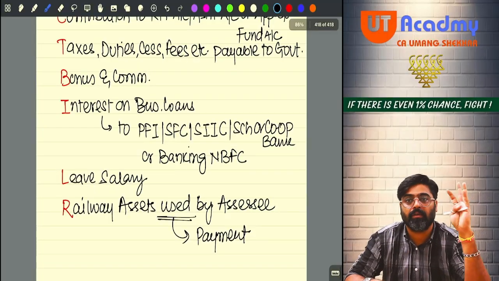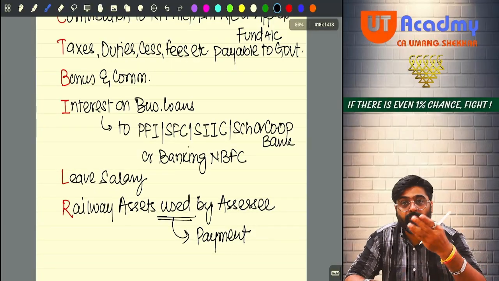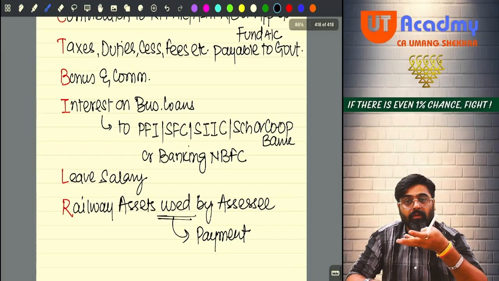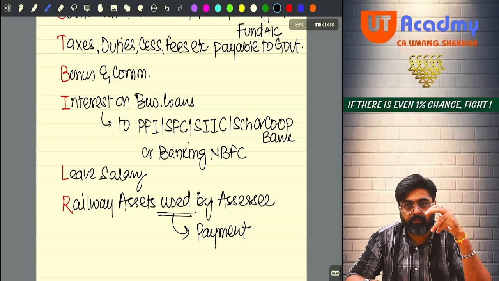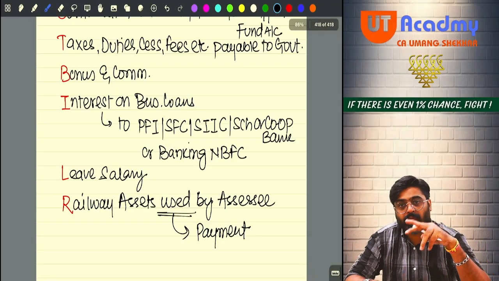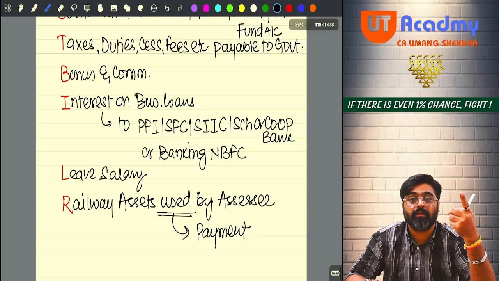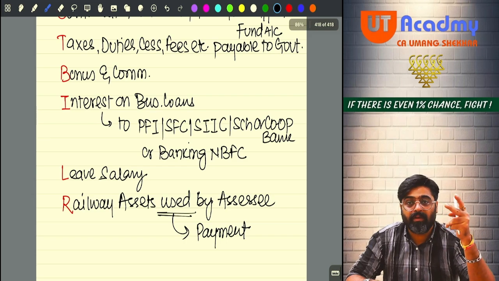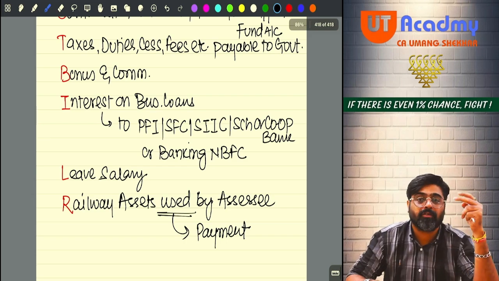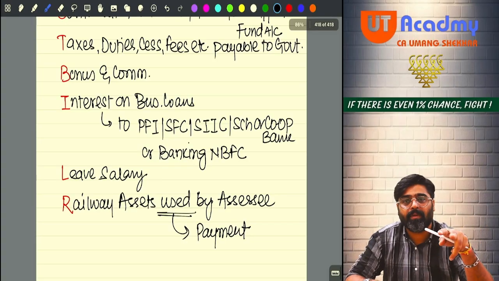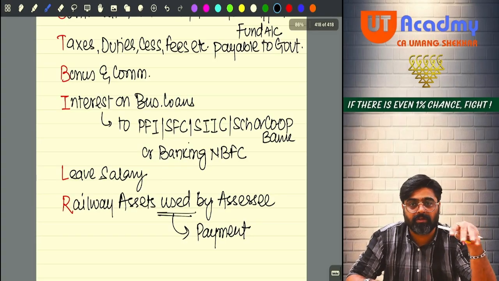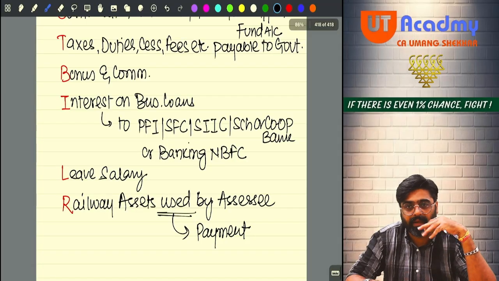General deduction 37(1). Payment for use of railway assets depends on what type of asset belonging to railway you are using. If it is a building, payment for use of building is rent of building, section 30. Payment for use of any other asset of railways will be allowed as a deduction under 37(1), general deduction. Getting my point?